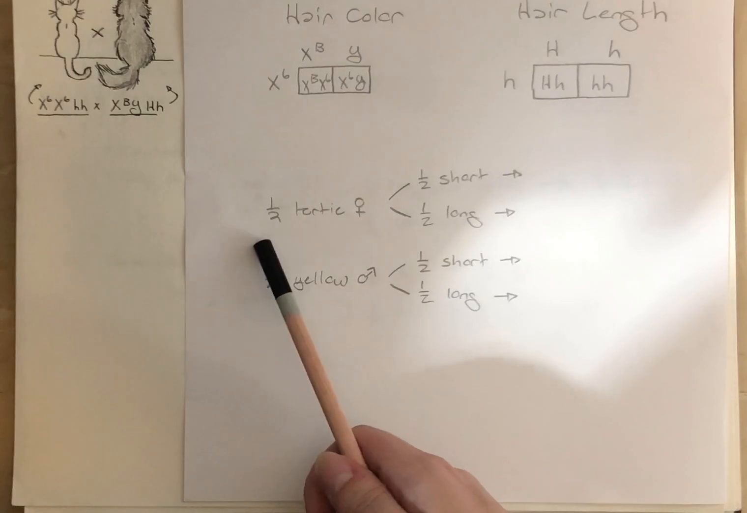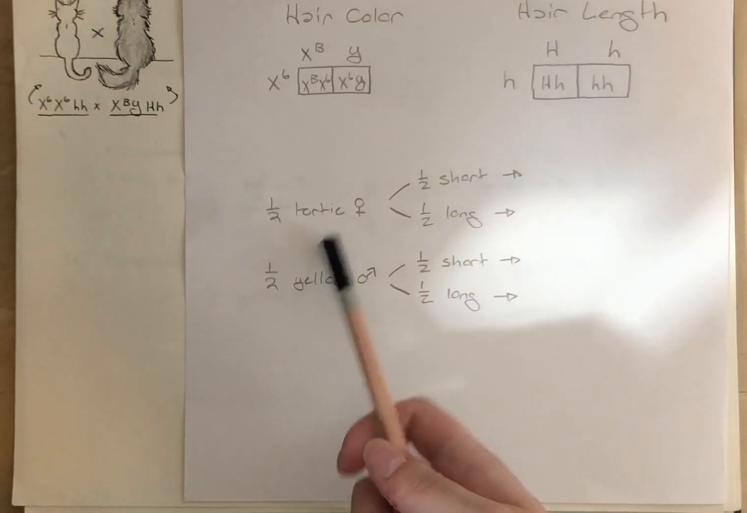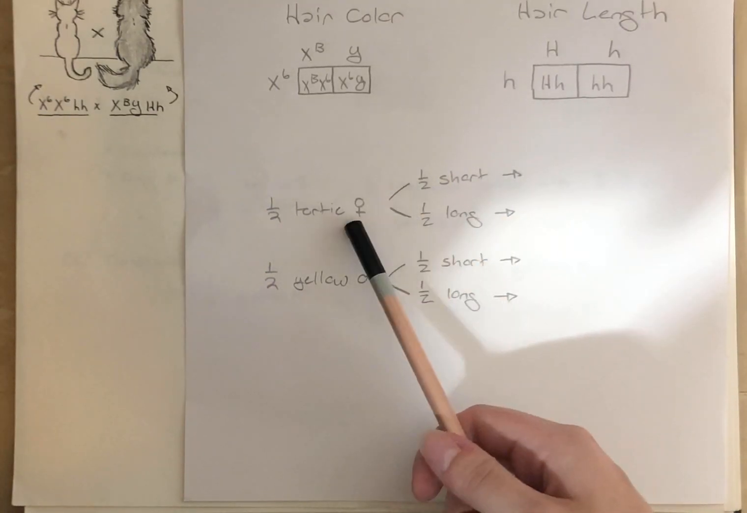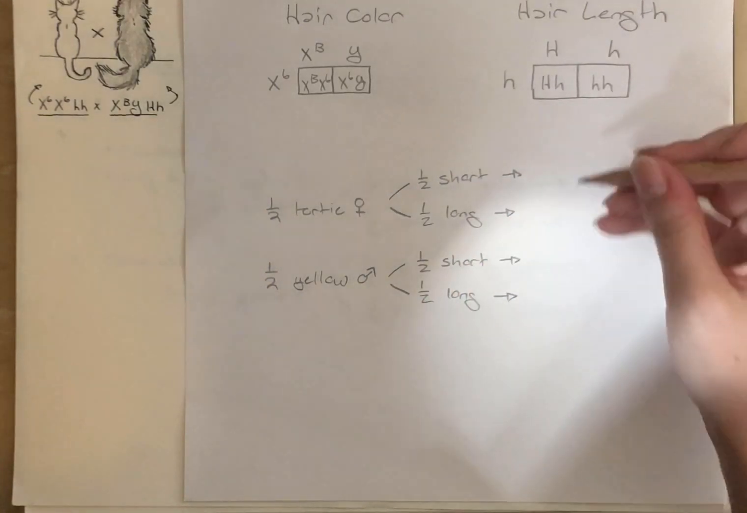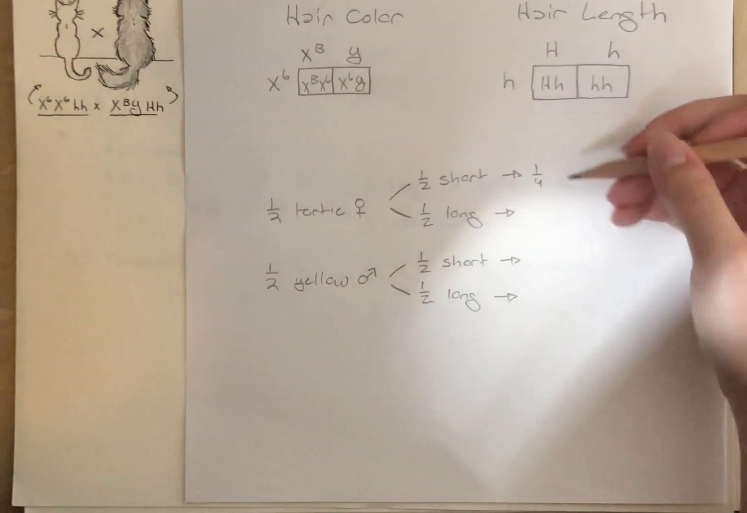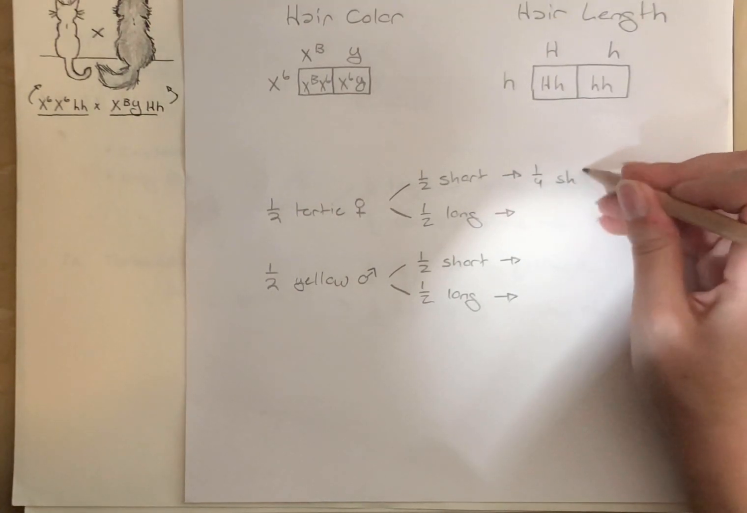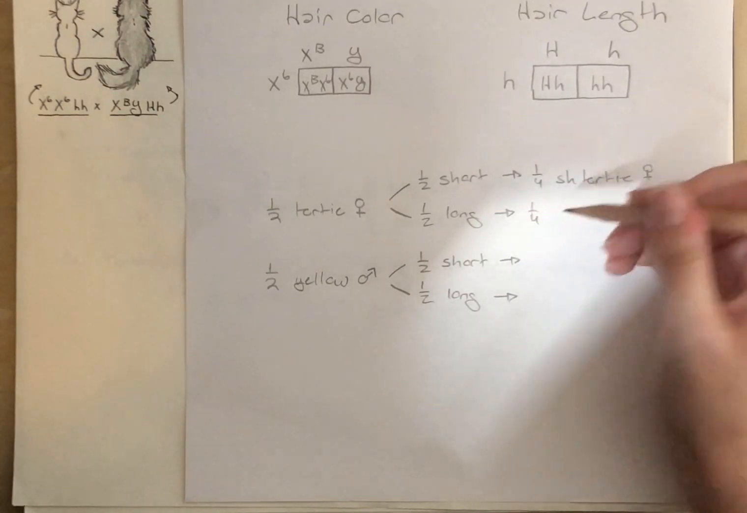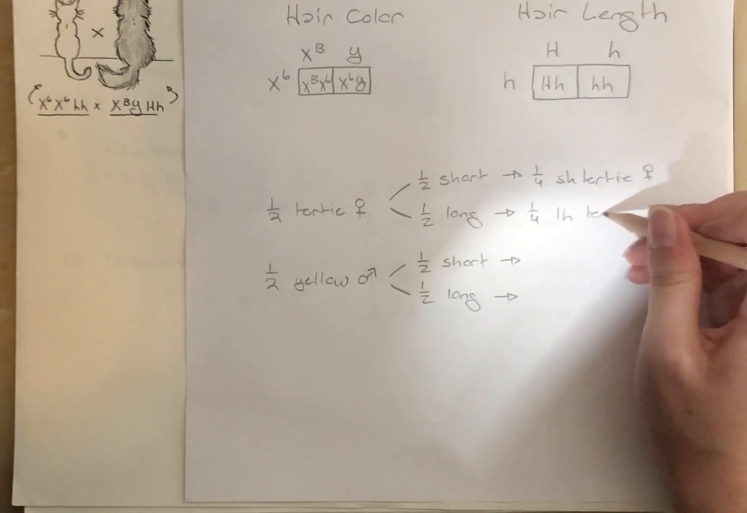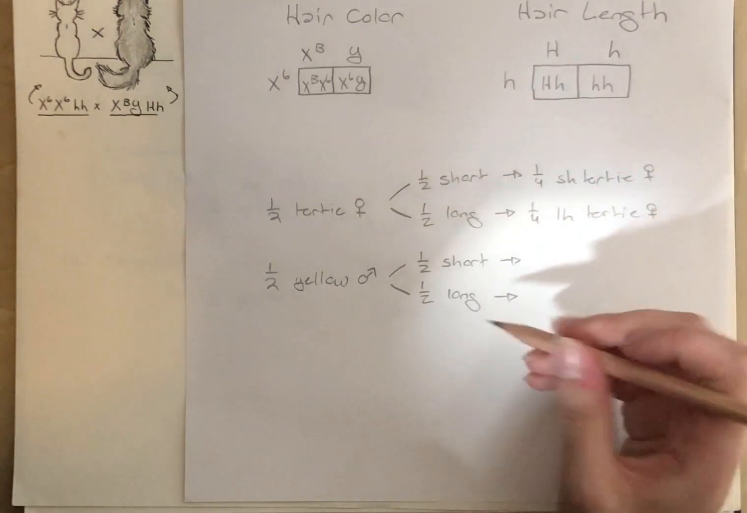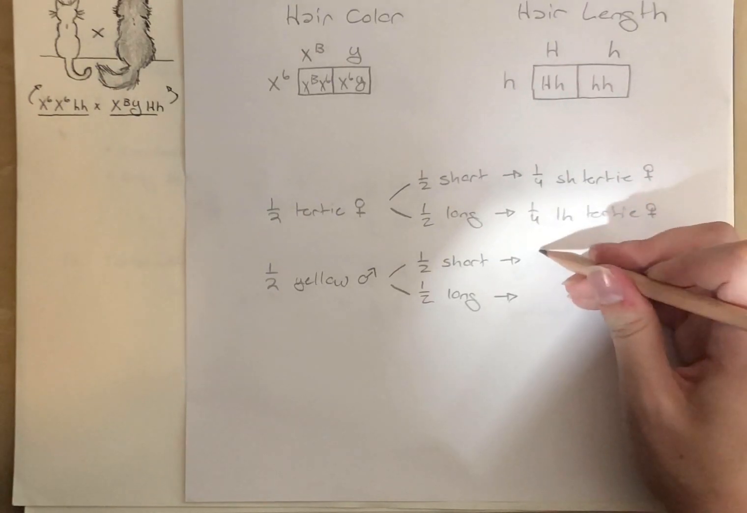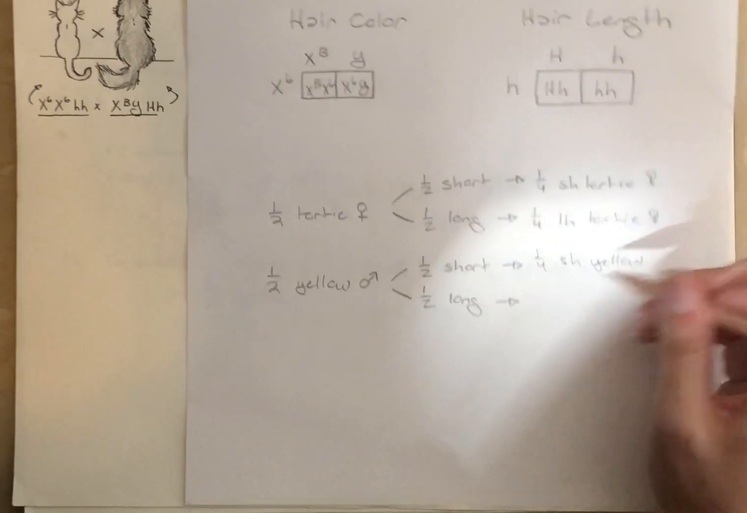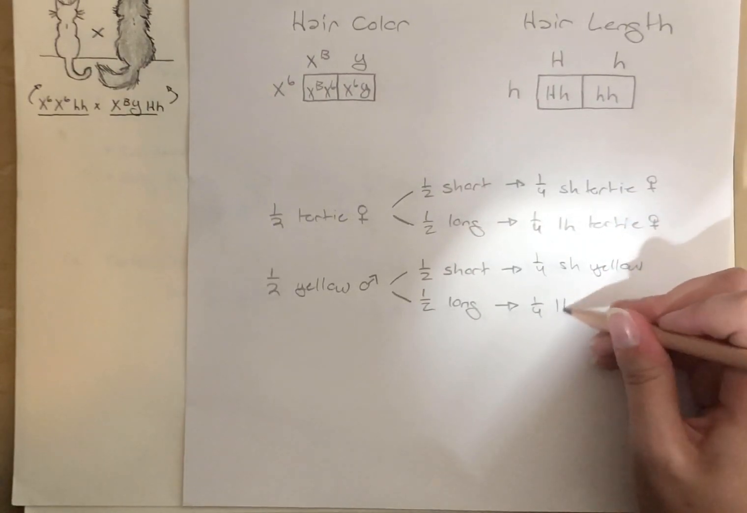To make a branch diagram of this, you'll get a half tortie female and a half yellow male, as I said. And to branch off from this, half of these tortoiseshell females will be short-haired. So then a quarter of the entire offspring will be short-haired tortoiseshell females. A quarter will also be long-haired tortie females. And the same way with the yellow males, a quarter of them are going to be short-hair yellow, and a quarter will be long hair yellow.